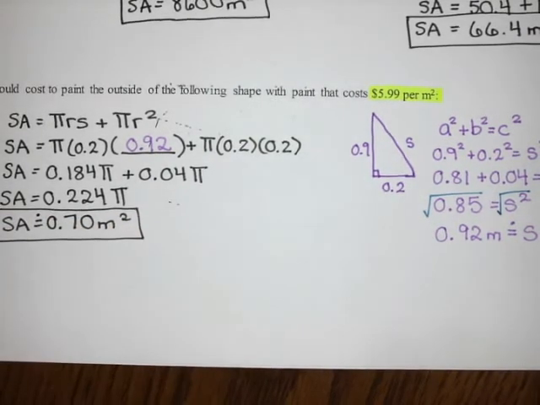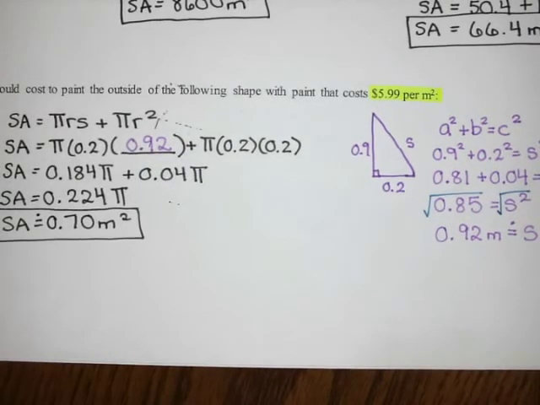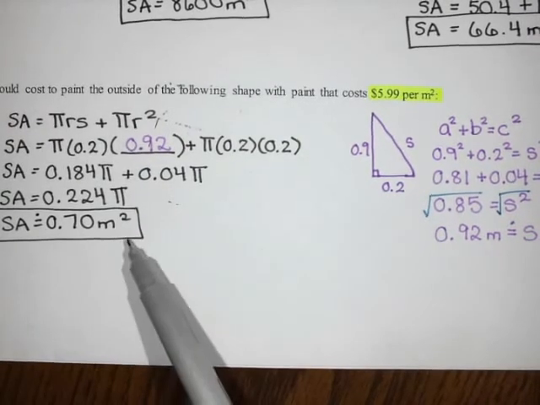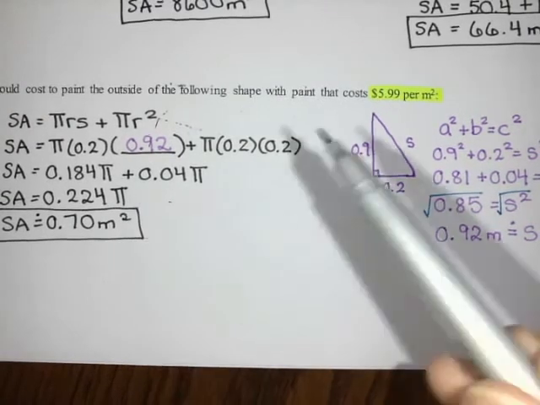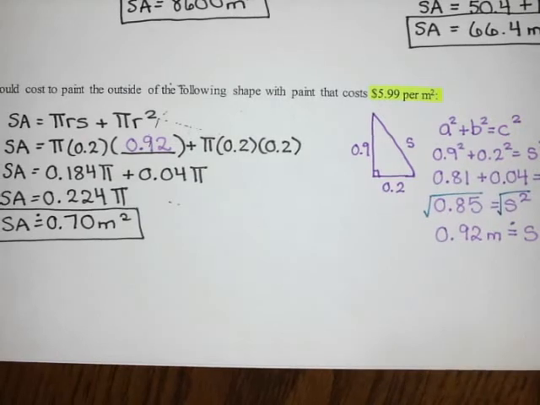Now, if I go back and reread the question, it says calculate how much it would cost to paint the outside of the following shape with paint that costs $5.99 per meter. So I didn't point out, and I should have, that because we're talking about the outside of the shape, that's how I knew that it was surface area. And now that I have my surface area, I should be able to use that with the cost to see if I can figure out how much this is.